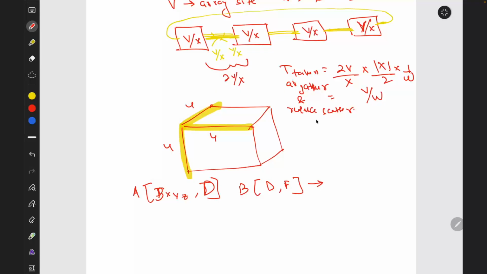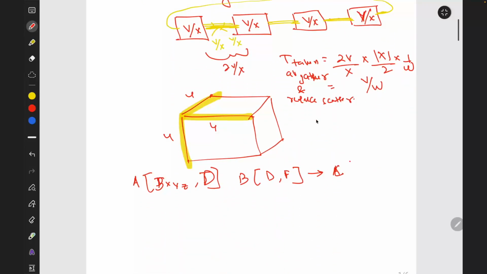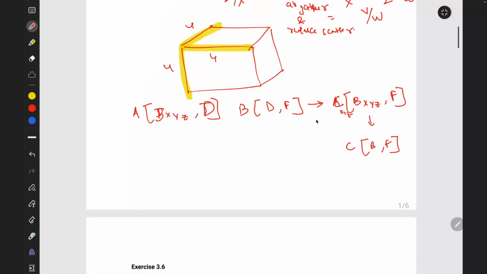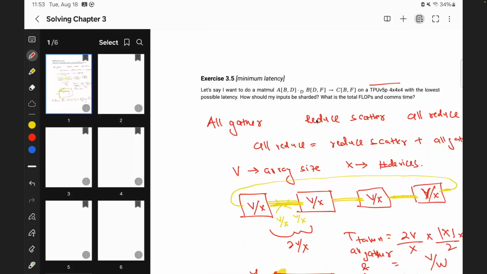So you will do a matrix multiplication, and you will get a matrix C, and this would be, for each device, B by XYZ comma F. And now you want to do an all gather along these three axes to get back, so that this matrix is repeated across all the devices. To do that, I will first add a new page.